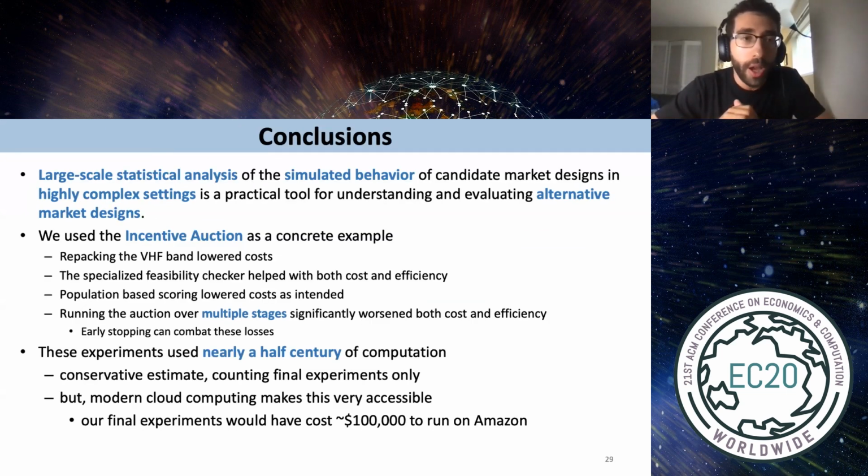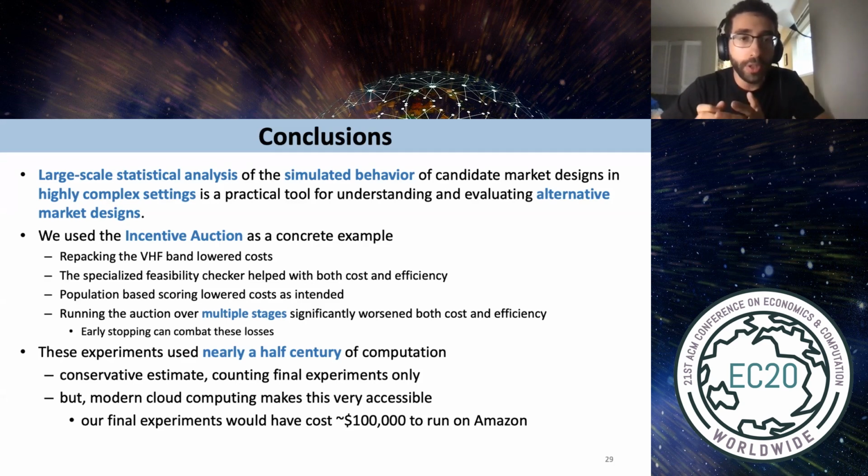In conclusion, what I want to advocate is that large-scale statistical analysis of complex markets is actually a practical tool that you should have in your toolbox when evaluating market designs. I used the incentive auction as a concrete example and talked about 4 problems and questions that we had. We found that repacking VHF lowered costs. We found that it was worth investing in a custom feasibility checker. We found that population scoring worked as intended. And we noticed that running the auction over multiple stages might have been a big problem for cost and efficiency, and proposed an amendment that could have combated these losses.